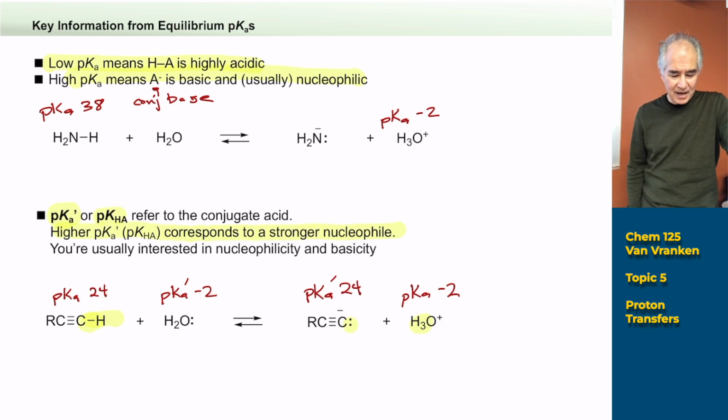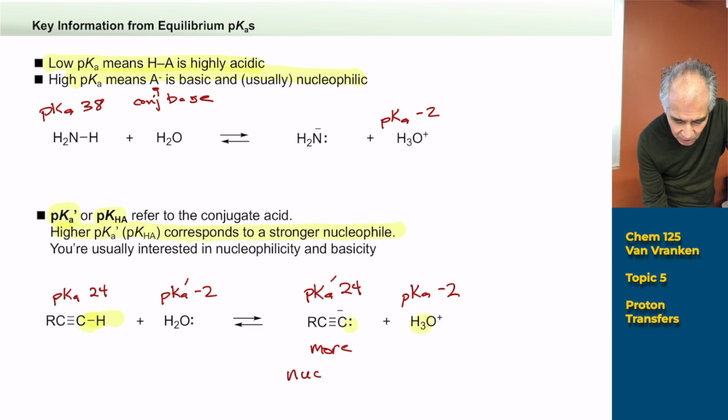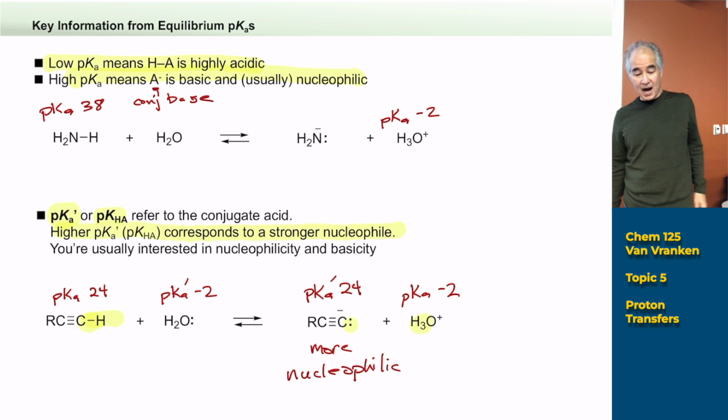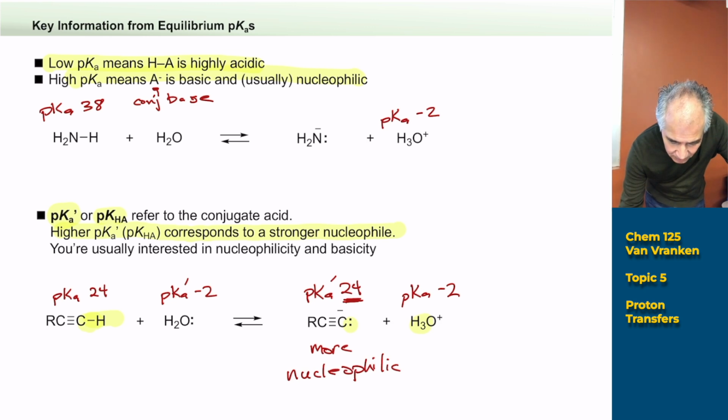So we want to talk about making bonds, and so now when I look at these two species, which of these is more nucleophilic, H2O or acetylide anion? I look and I see the pKa prime is way higher, and higher pKa prime means higher nucleophilicity. This is more nucleophilic because the pKa prime is higher. That's what I care about.